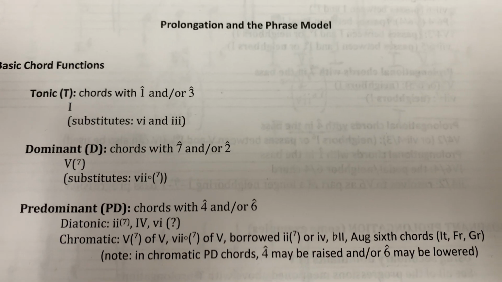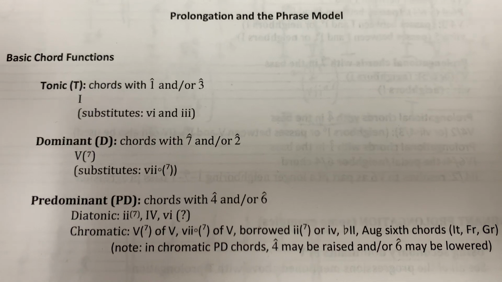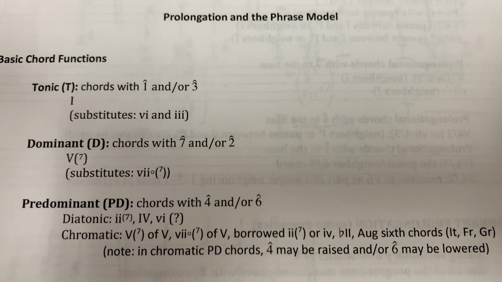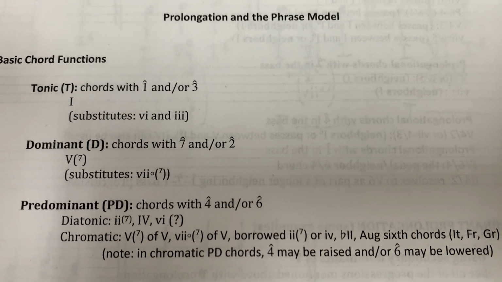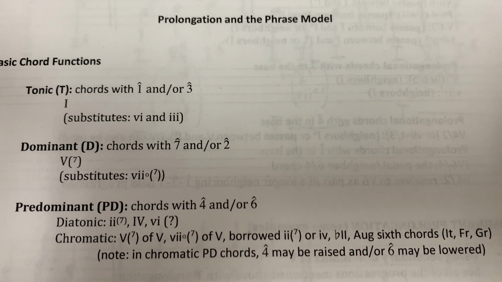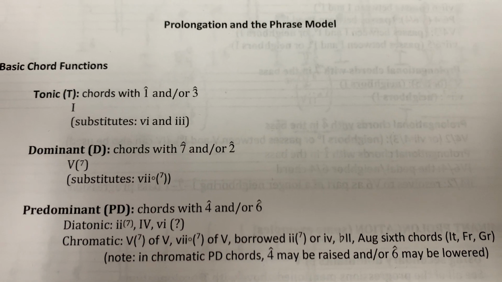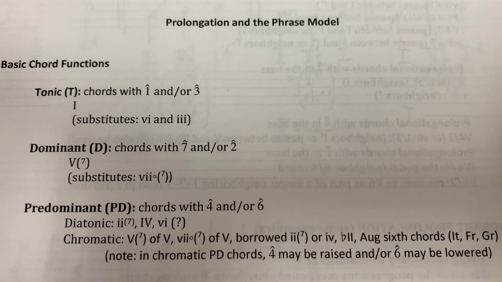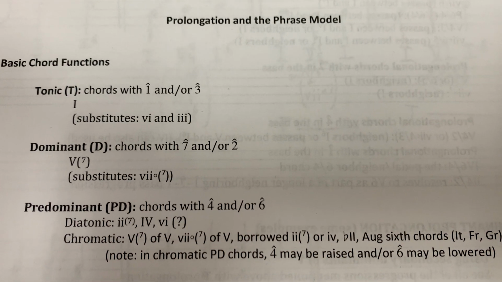Now, the last category has the most chords of all, and this will be kind of an intermediary category: predominant. These will be chords with scale degree 4 and 6 usually. The diatonic ones we usually associate with are the ii chord and the IV chord. Those are your usual diatonic predominant chords. By the way, notice here I'm just giving the Roman numerals as if they're in a major key, but there will be different qualities in minor keys.